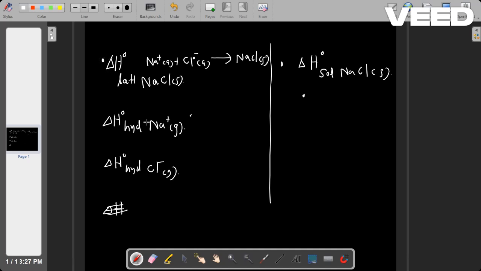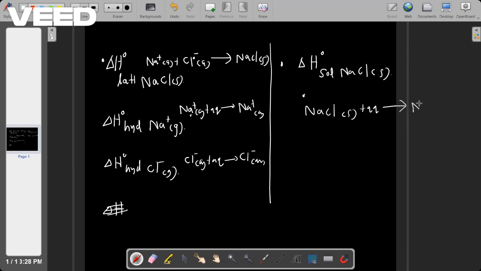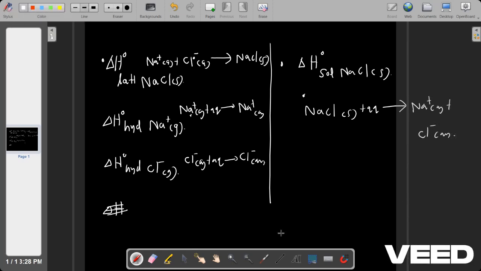For this one, hydration enthalpy, yesterday we did discuss what? Sodium plus gas into aqueous medium, you are getting sodium plus aqueous. Cl minus gas into aqueous form, you are getting Cl minus aqueous. Solvation enthalpy: sodium chloride solid into aqueous medium, you are getting sodium plus aqueous plus Cl minus aqueous.